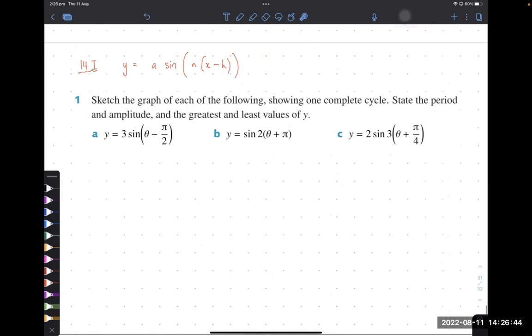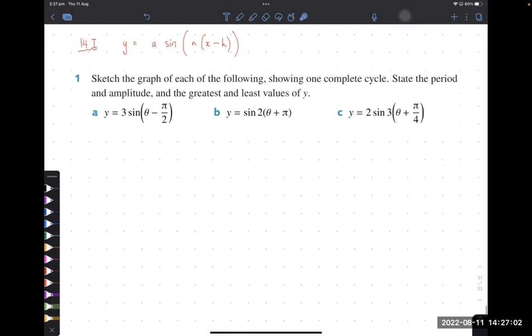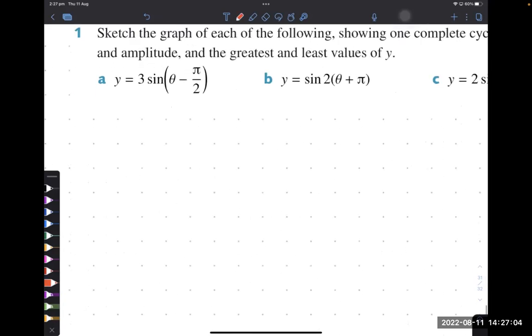Let's see if we can draw one complete cycle here. And it also says the greatest and least values of y. What is this referring to? Yep, minimum and maximum values. Let's give this a try, shall we?